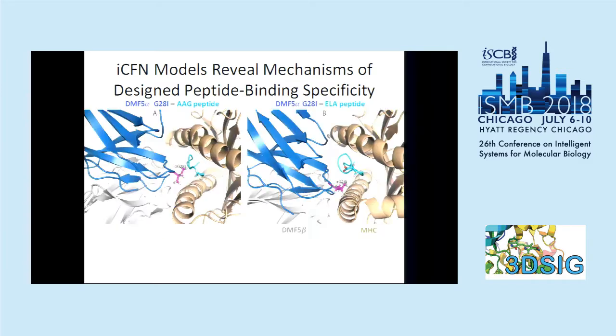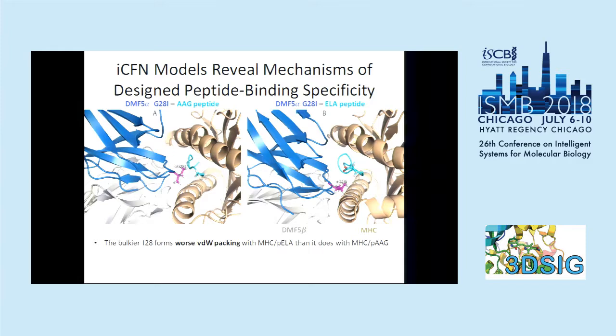But why? So we look at our models by iCFN. So these are the proteins that we designed in blue. And then this is the residue that's mutated into isoleucine. And the cyan is a peptide, and the wheat is MHC. So the substitution is from glycine to isoleucine, so it's much bulkier. And this is AAG, and this is the ELA. So the N-terminus of AAG is alanine, and the N-terminus of ELA is glutamic acid.